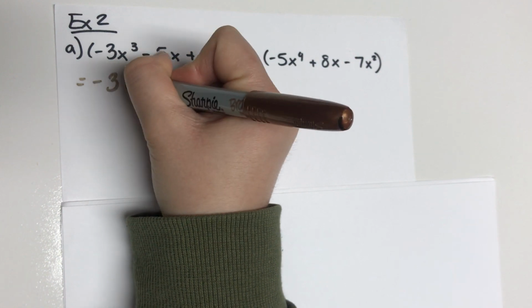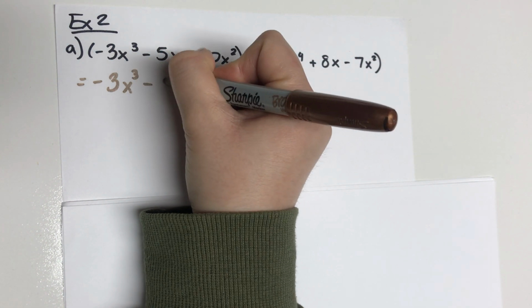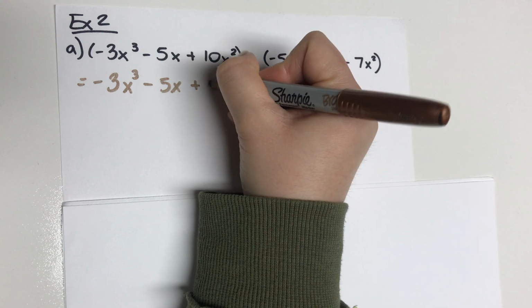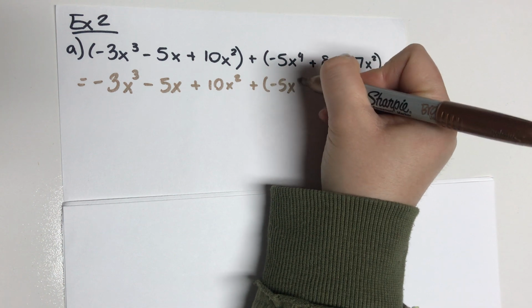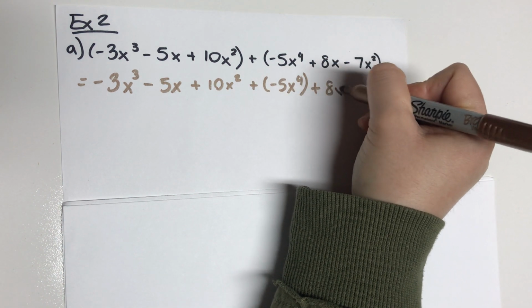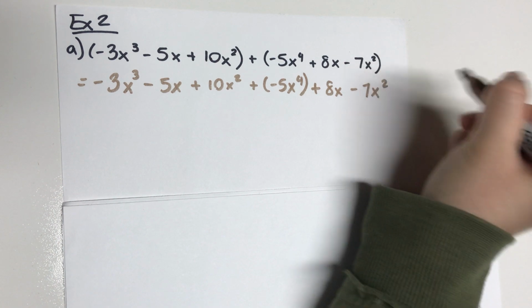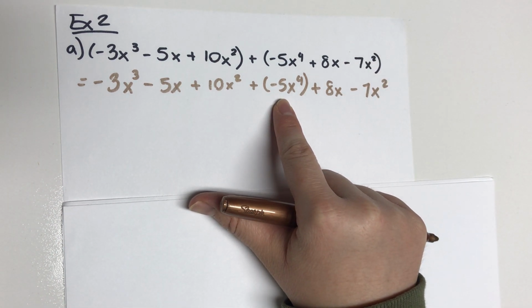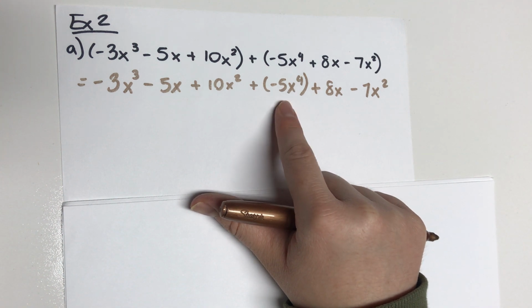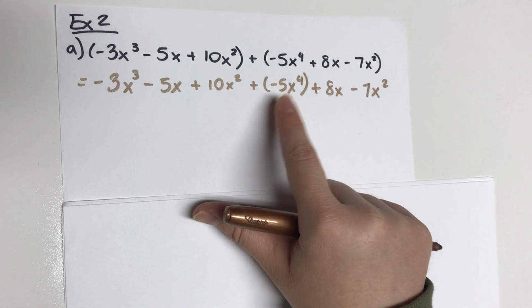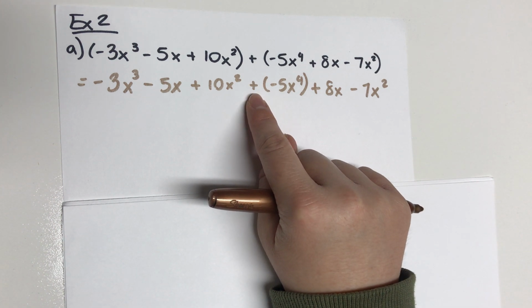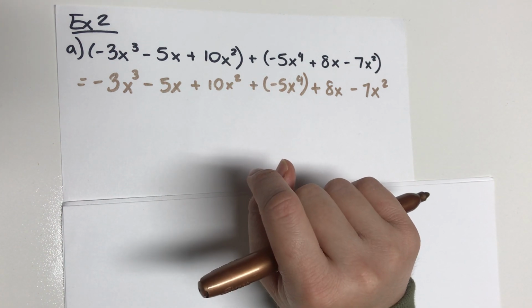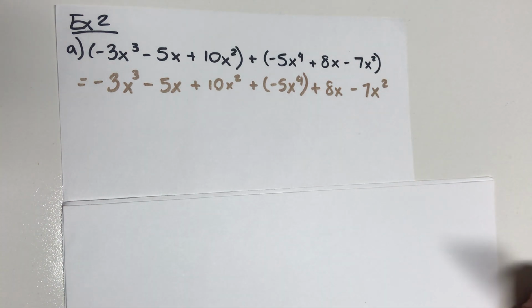So that's negative 3x to the power of 3 minus 5x plus 10x squared plus negative 5x to the power of 4 plus 8x minus 7x squared. And you'll notice the negative 5 I wrote in brackets. You could do it a different way, which I'll show you in the next step. Or you can, I know a lot of you like to put it in brackets when it's a negative number. You could have done it like that, or you could have just written a minus sign because adding a negative number is minus. So my next step is to collect the like terms.